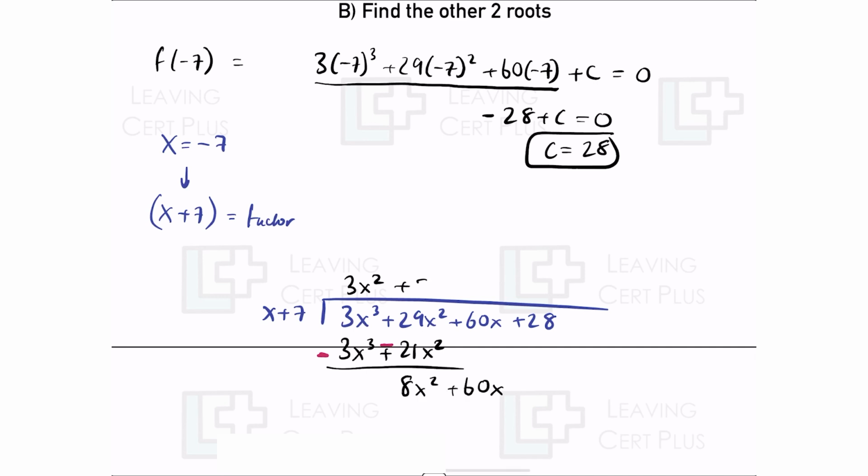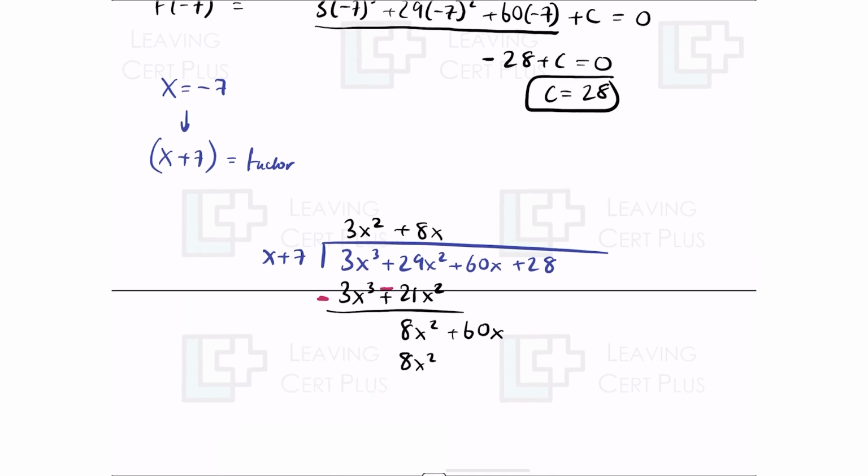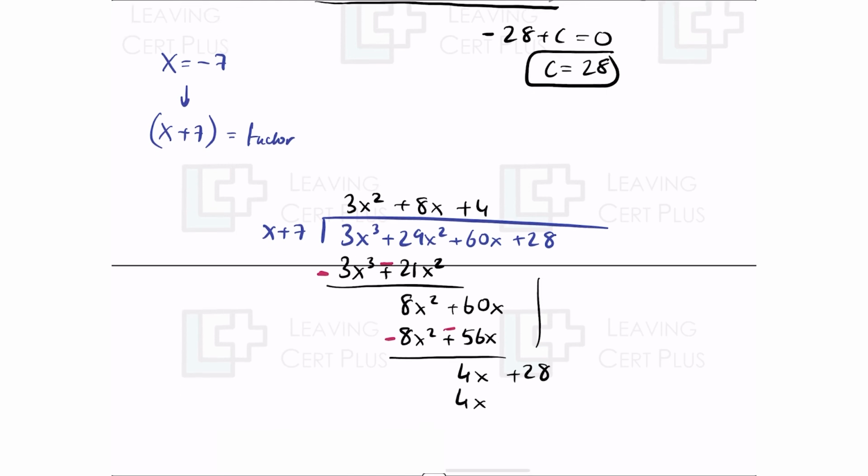Then that's going to be plus 8x here. So multiplying in that 8x, then you've got 8x squared, and that's 56x. If you take those guys away, minus and minus, that's going to leave you with 4x plus 28. When you bring that down, then that's going to be plus 4 here, and that will give you 4x when you multiply it in at plus 28. So taking them away, you're going to be left with nothing, meaning that this guy is actually a factor.